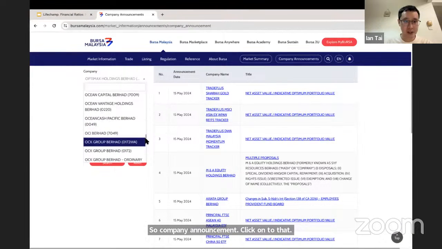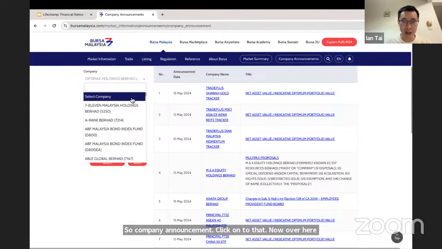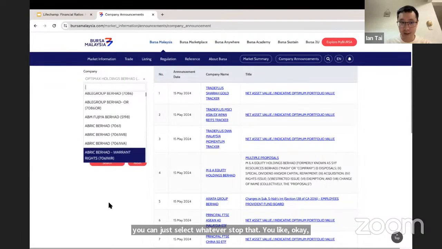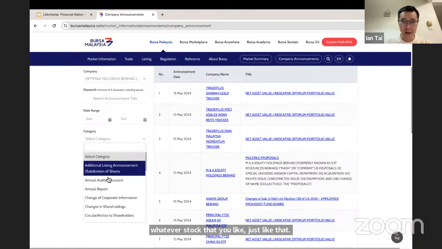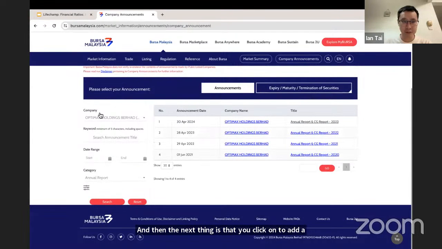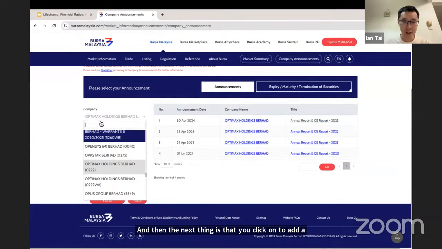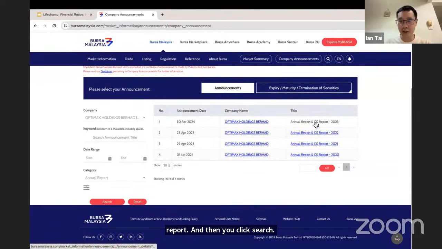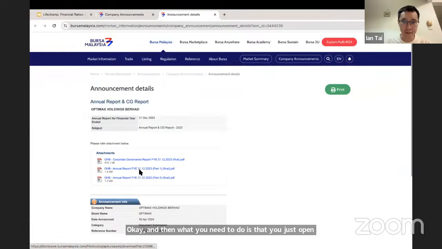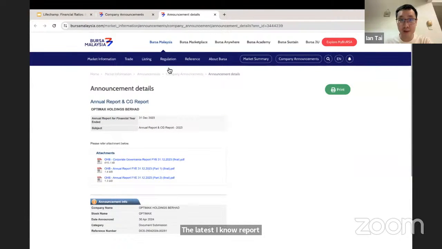Now over here, you can just select whatever stock that you like, okay? Whatever stock that you like, just select that. And then the next thing is that you click onto annual report and then you click search. Okay. And then what you need to do is just open up the latest annual report and stand by because we're going to do the exercise right now. Okay.